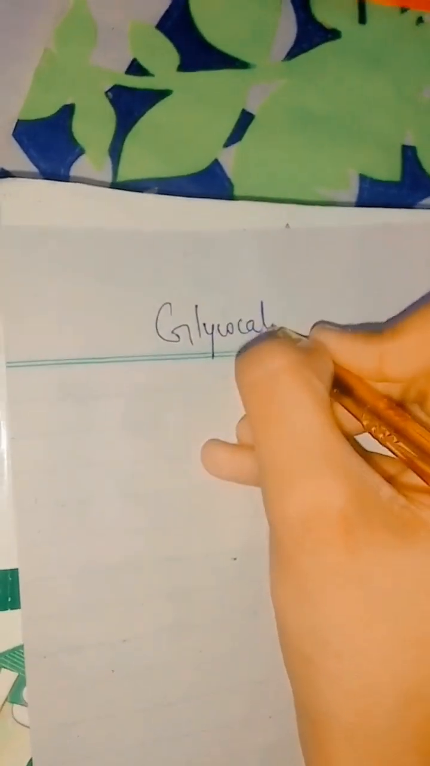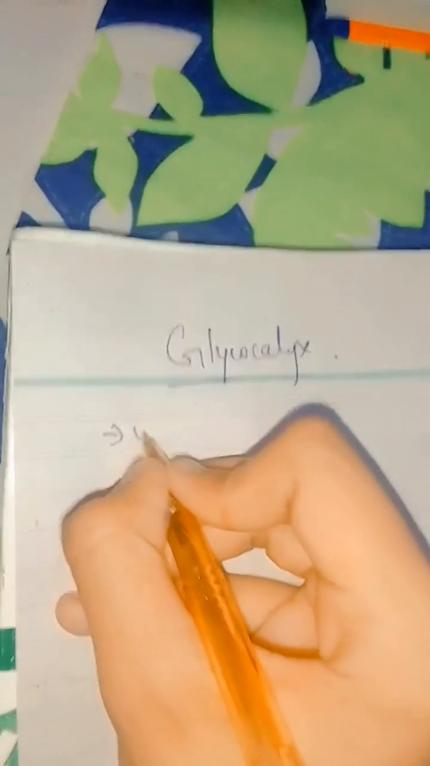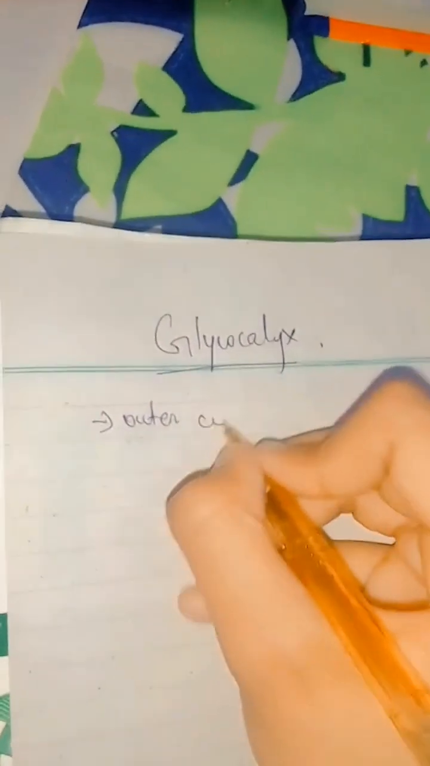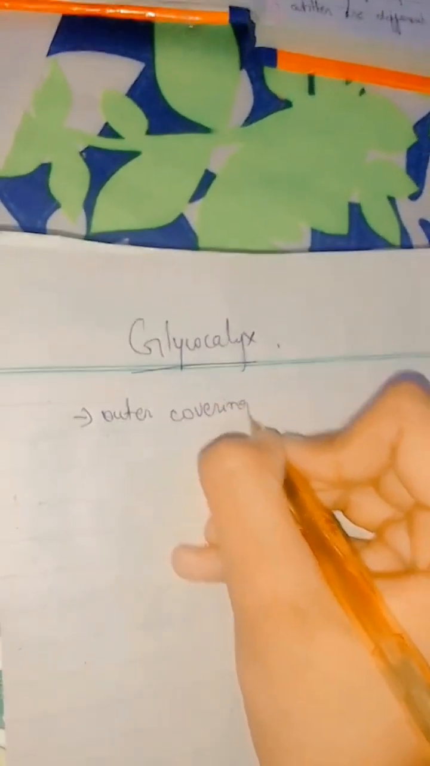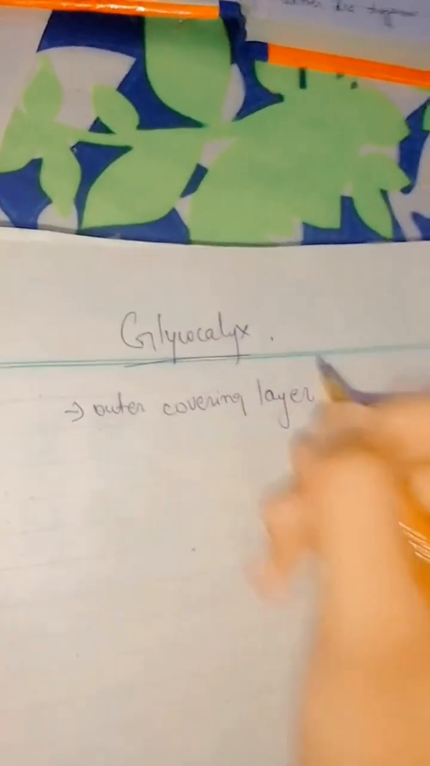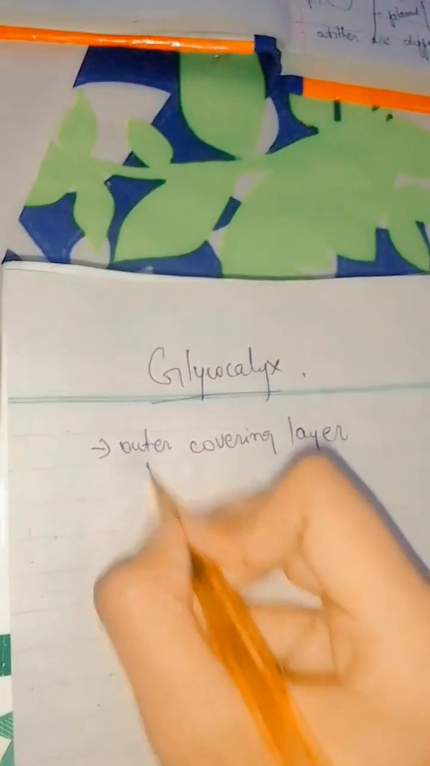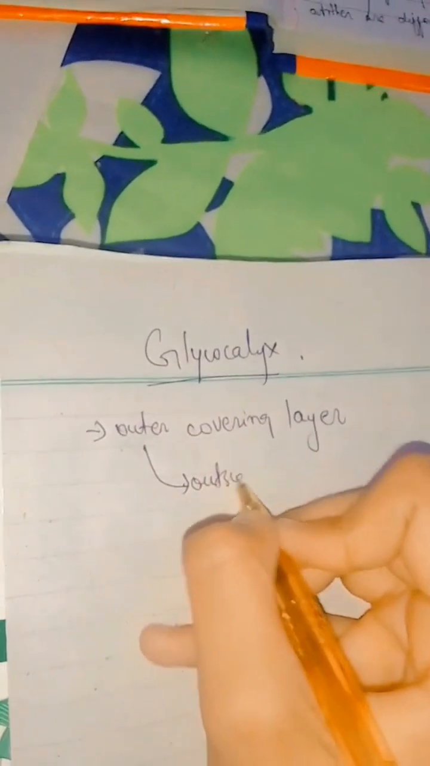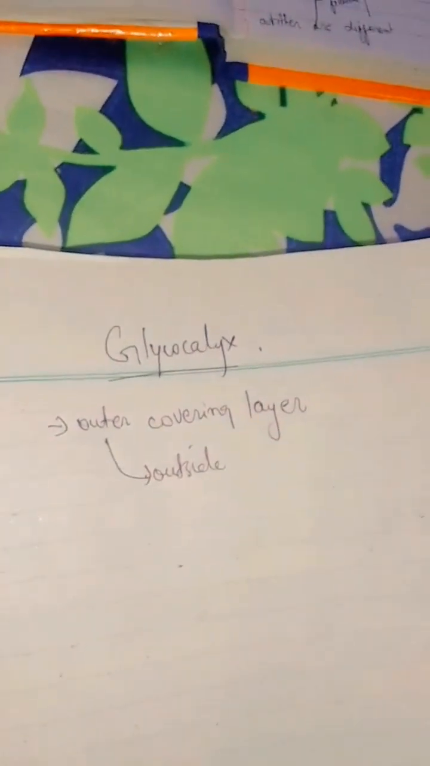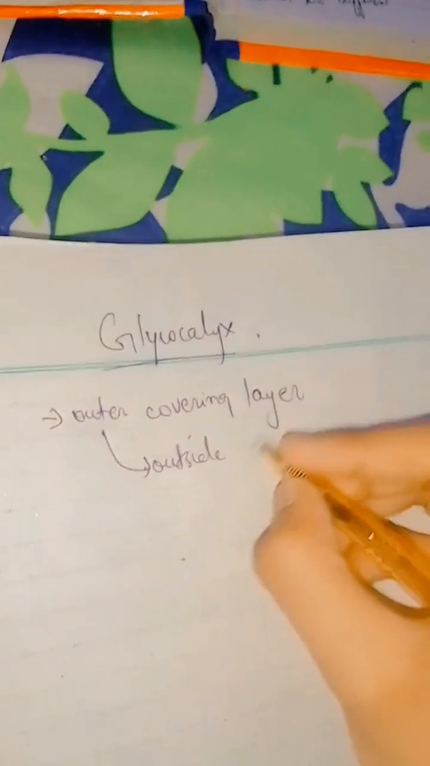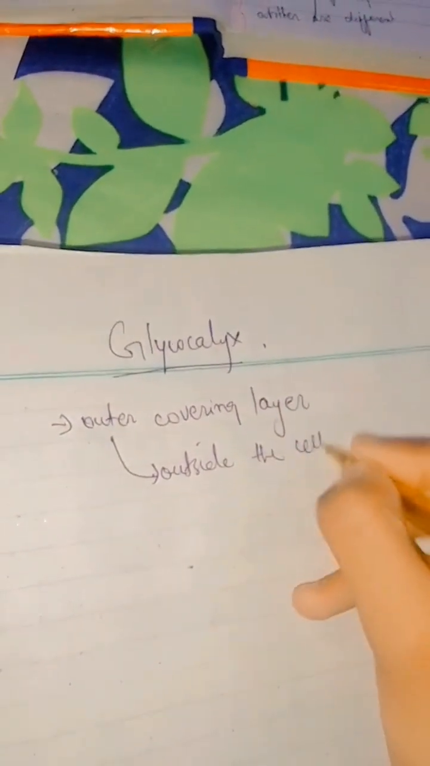Let us see glycocalyx in detail. First of all, that is an outer covering layer. It is basically present outside the cell wall. That is the covering, so it will always be present outside the cell wall. We are talking here about the bacteria.